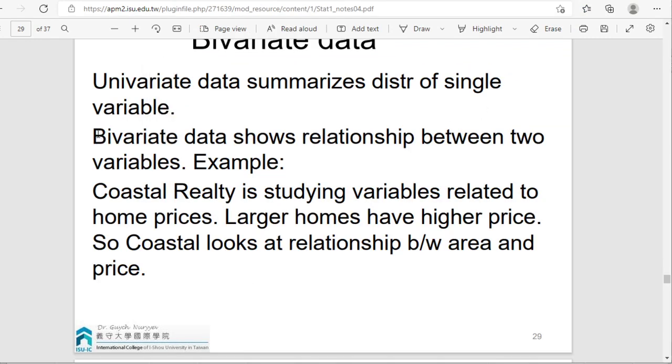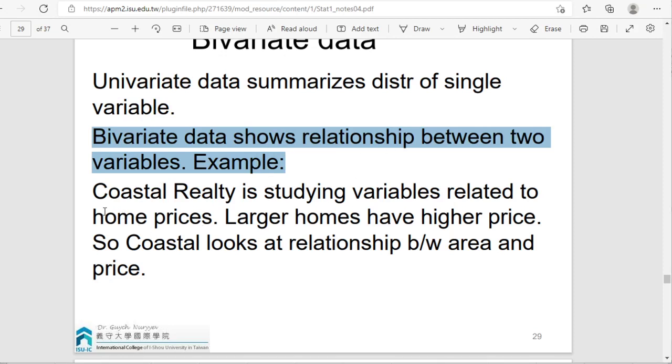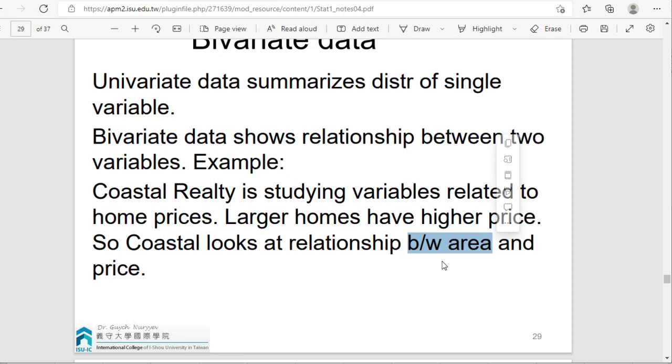It's data that looks at a couple of different variables. For example, another example here is looking at home prices versus the home size, the area. And we can look at the relationship. I'm sure that the relationship between the size of the house and the price will probably be positive. A bigger area will likely mean that the price is also higher.